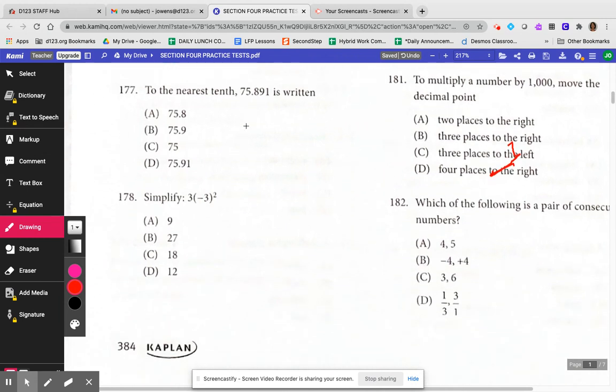For number 177, to the nearest tenth. So if you're looking at the nearest tenth, you're looking at where this 8 is. And looking at the 9 to the right of it, I know that 9 is greater than 5. So my answer has to be 75.9, which is B. For this one, 178, we're talking about exponents. So negative 3 squared is negative 3 times negative 3, which is positive 9. 3 times 9 is 27.